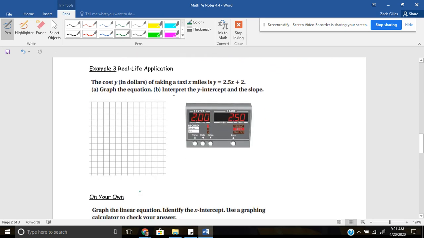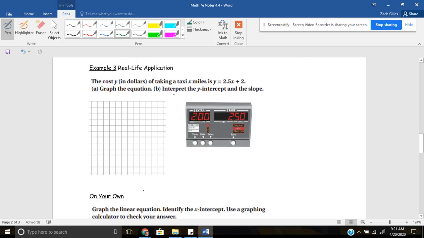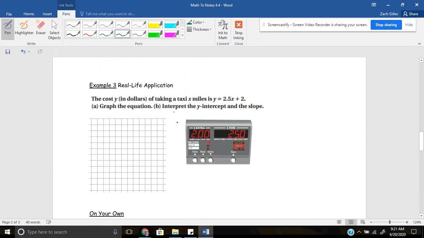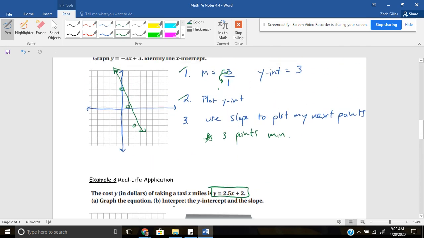All right, moving on to example 3, the real life application, and then we'll have a few OYOs for you to end up with. So hang in there with me, we're almost finished. Example 3 says the cost y in dollars of taking a taxi x miles is y equals 2.5x plus 2. Here's our equation in slope-intercept form. Letter A wants us to graph the equation, and letter B wants us to interpret the y-intercept and the slope.